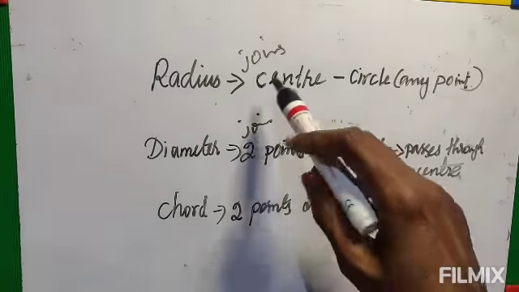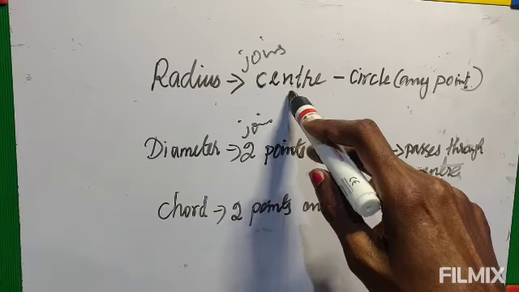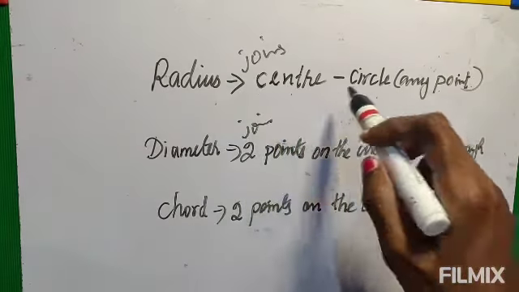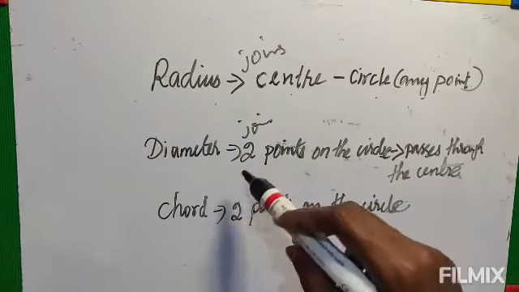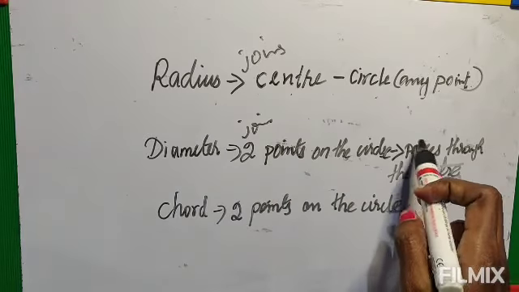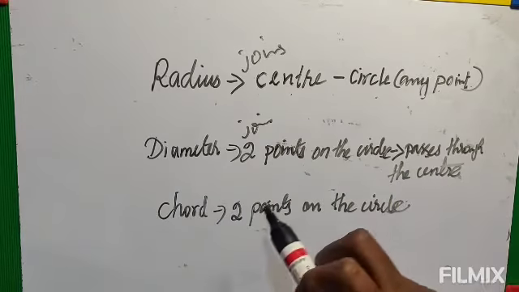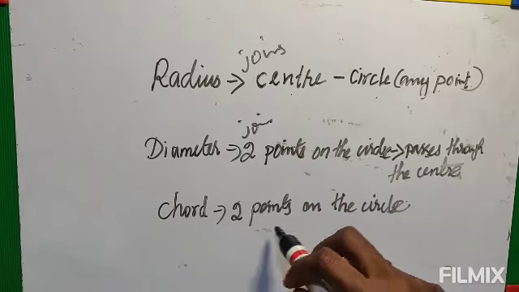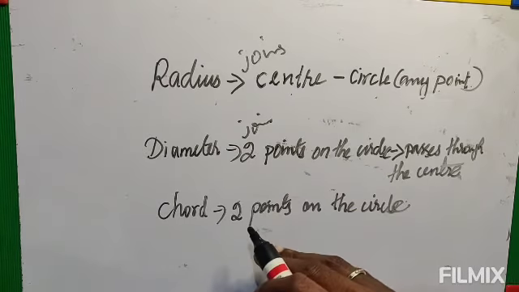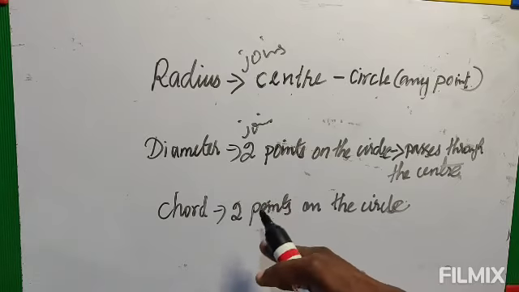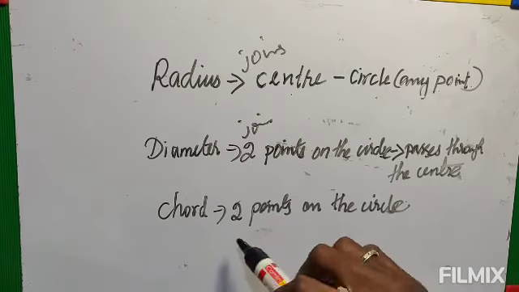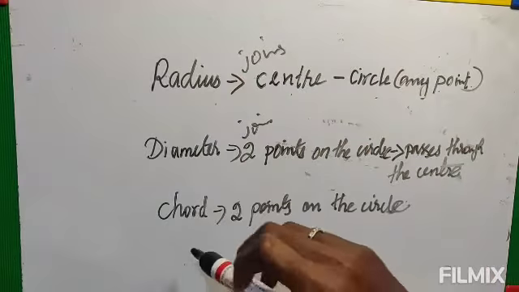Now you will know the difference, I think. Radius joins the center to any point on the circle. Diameter joins two points on the circle, with the condition that it passes through the center. Chord is joining two points on the circle; there is no condition that it has to pass through the center. It can go without passing also, or by passing also. So this is the difference between radius, diameter and chord.